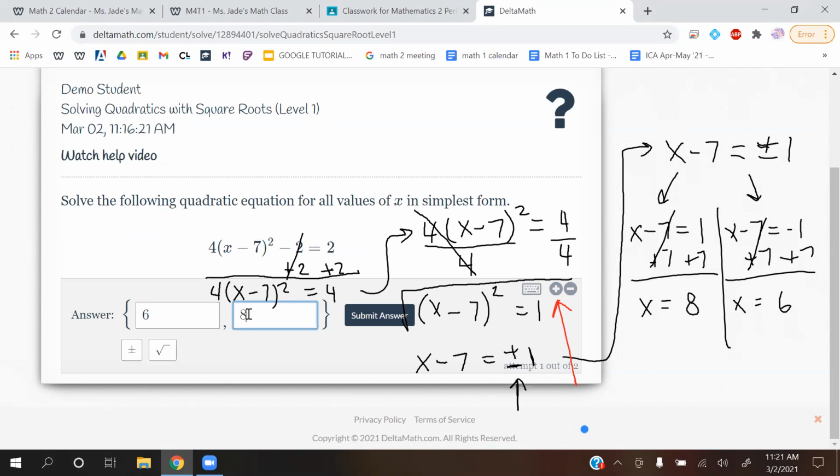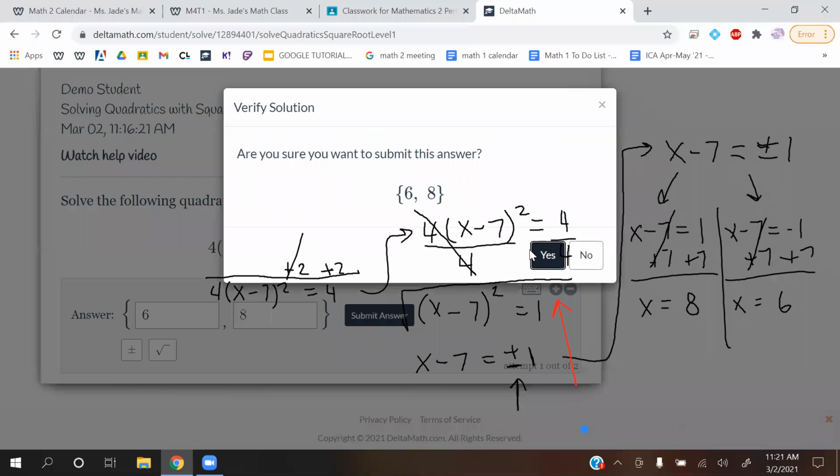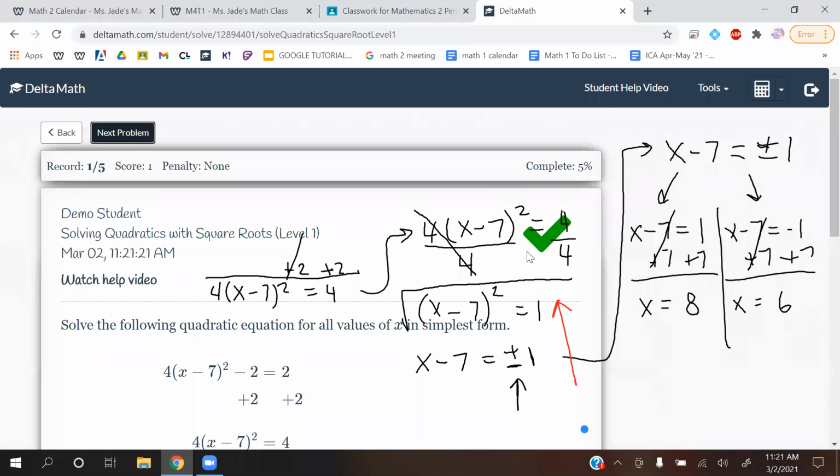All right. And nobody said to wait. So I believe that you guys understand this problem. So I'm going to submit it. And we got it right. So let me clear the screen and let's go on to another one.